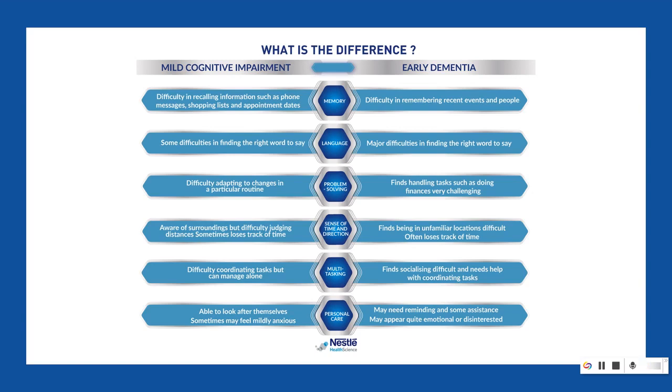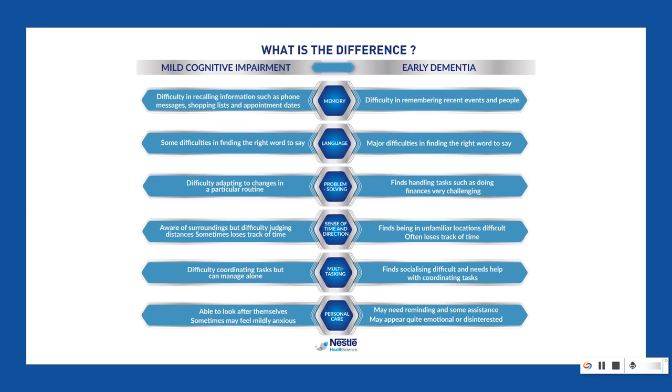In the memory category, under mild cognitive impairment, you might find some difficulty in recalling information like phone messages, shopping lists, and appointment dates. With early dementia, there's going to be more difficulty in remembering recent events and maybe not recognizing some of the people around them. With language, mild cognitive impairment brings some difficulties in finding the right word. Early dementia may bring more major difficulties in finding the right word to say. With problem solving, with MCI, there is difficulty in adapting to changes in a particular routine. So we talk about the importance of keeping things similar, keeping the same kind of structure, keeping the routine pretty similar.